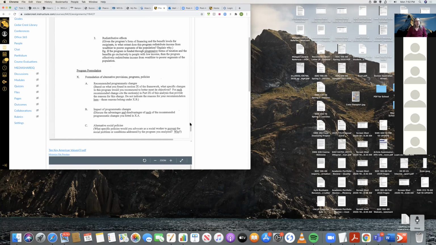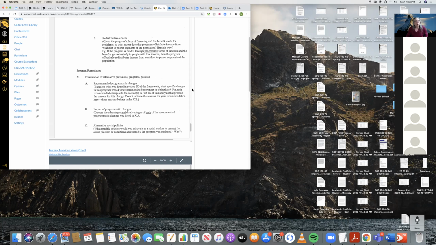Woohoo! Okay, all this was not an armchair intellectual exercise. It's about creating necessary, needed changes in the program. So, formulation of alternative provisions, programs, policies, recommended program changes based on what you found in section 9 of the framework where you evaluated the program. What specific changes in this program would you recommend to better meet its objectives? For each recommended change, cite the sections or section in part 9 of this analysis that provide the reasons for this change. Do not indicate the reasons for your recommendation here.